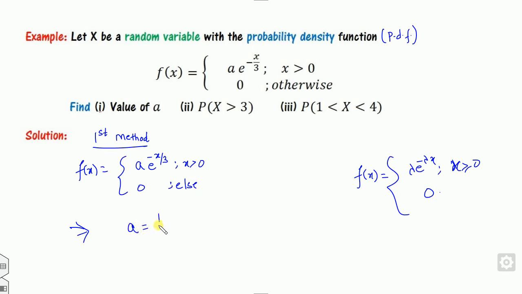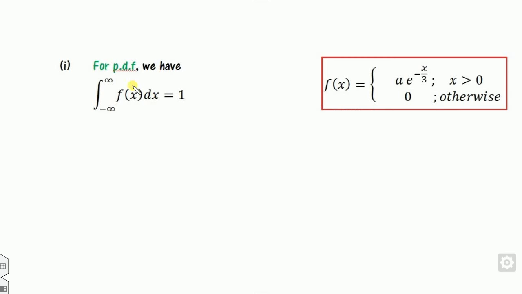So a is nothing but 1 by 3. If you compare this, look at that, whatever the coefficient of x is, that is the same as this. So the coefficient of x is 1 by 3, and a is 1 by 3. So this is the first method. Otherwise you can also use the second method, by the definition.